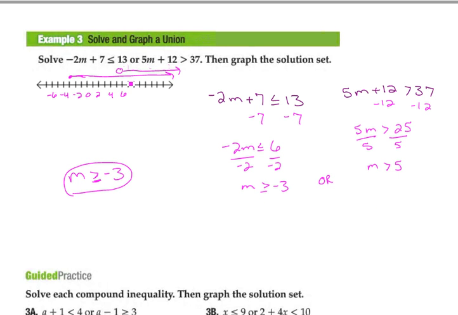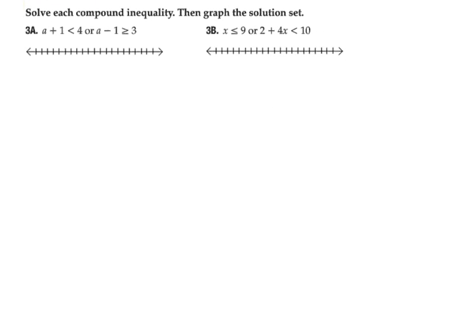Otherwise, graph them both, step aside, and realize what does that mean. This greater than 5 is a solution here, so we're not even going to use it. We know that m is going to be greater than or equal to a negative 3. Okay, go ahead and try guided practice 3.